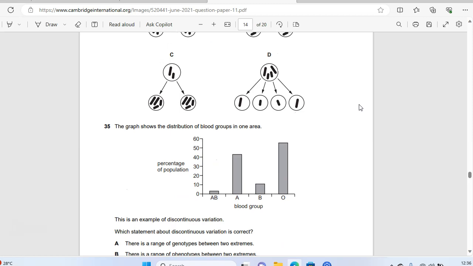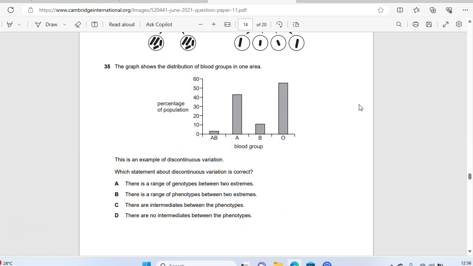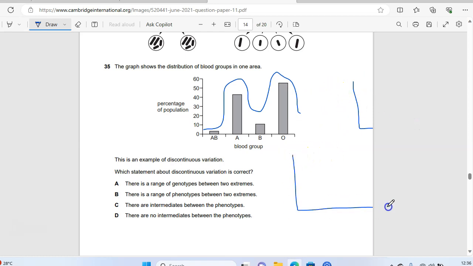The graph shows the distribution of the blood groups in one area. This is an example of discontinuous variation. Discontinuous variation doesn't have any bell curve. If I draw it, you can see the sequence. This curve is like that. The continuous graph is like that. This is the continuous graph, which has a bell curve.